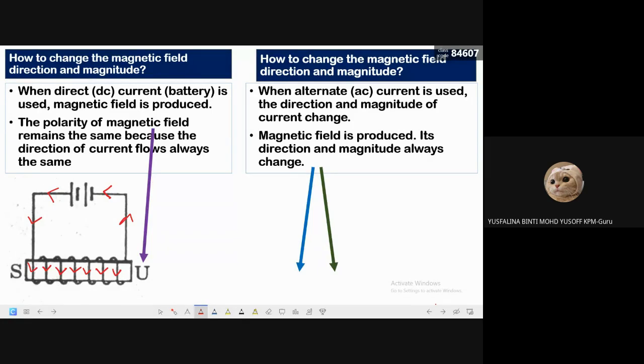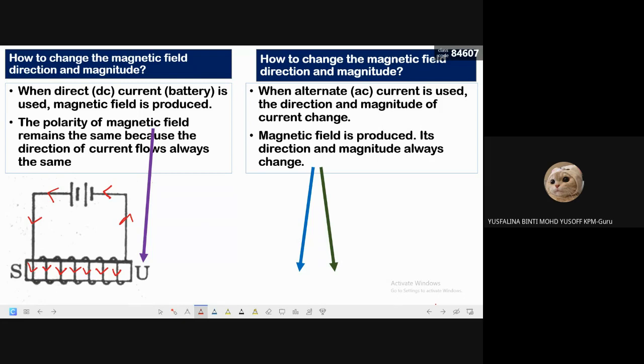How do we know this has a magnetic field? We use the right hand grip rule. When the current comes into the paper, it will be clockwise, right? The magnetic field is clockwise. But when it goes out from the paper, it should be anti-clockwise.